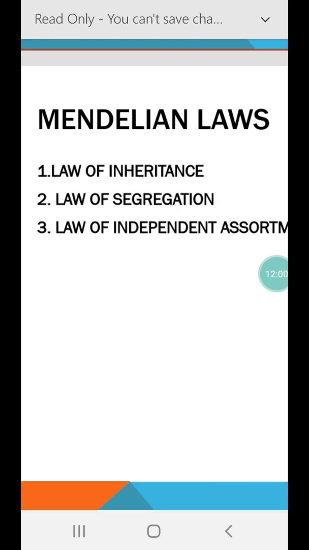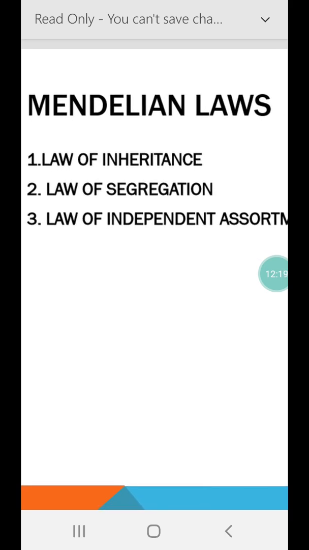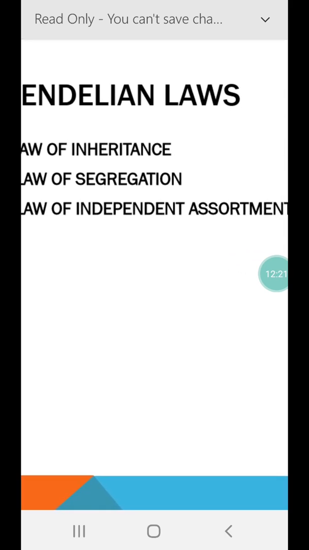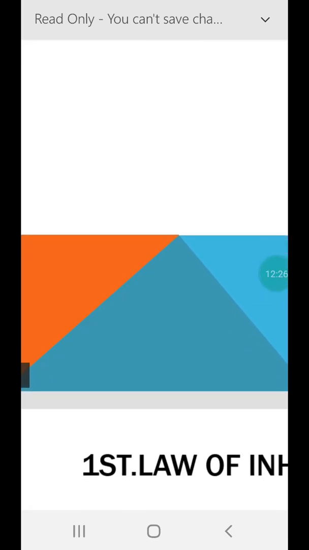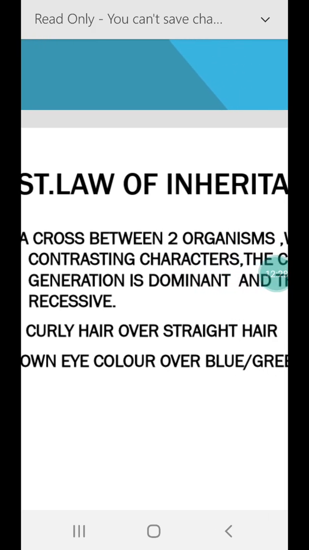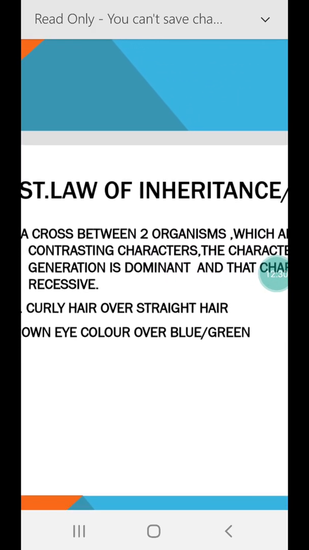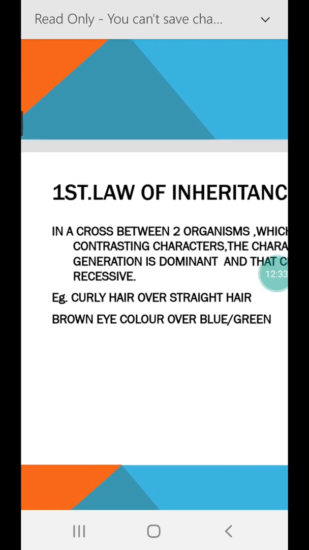Now coming to Mendel's laws. There are 3 Mendelian laws. First is the law of inheritance, second is the law of segregation, and third is the law of independent assortment. Now we'll study one by one. First is the law of inheritance.